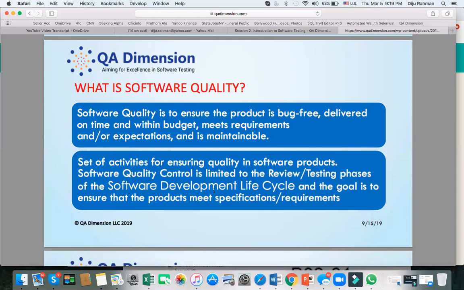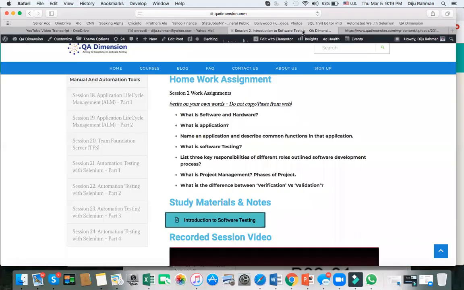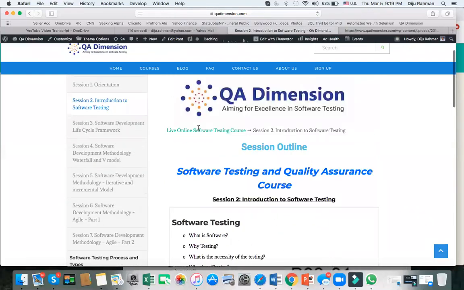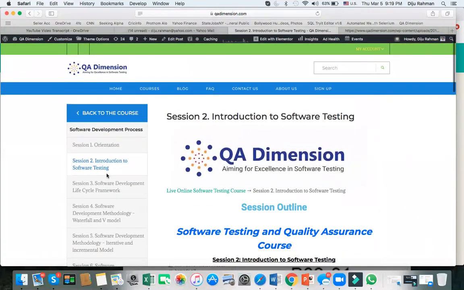Okay. Anything you see about the software development lifecycle, we have a separate topic for it, so I can discuss it at that time. Okay.